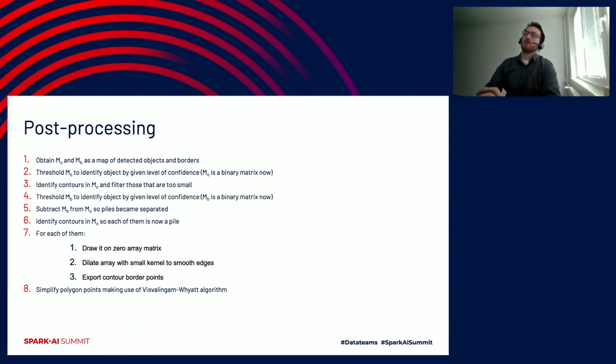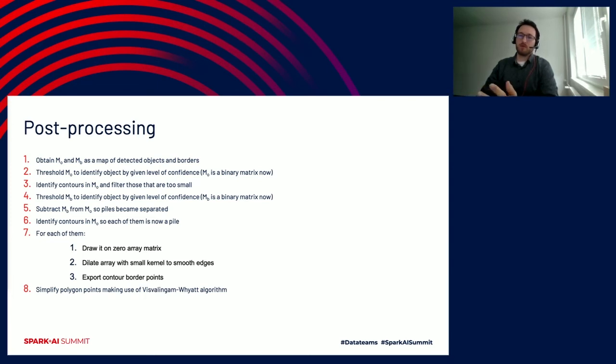So quite an important step, I think, was the post-processing, because now we have predictions of objects and predictions of borders. So now we have to join them together and somehow take the best out of both. So basically, the first step of post-processing is to do those predictions themselves. So we obtained the metrics of objects and metrics of borders.